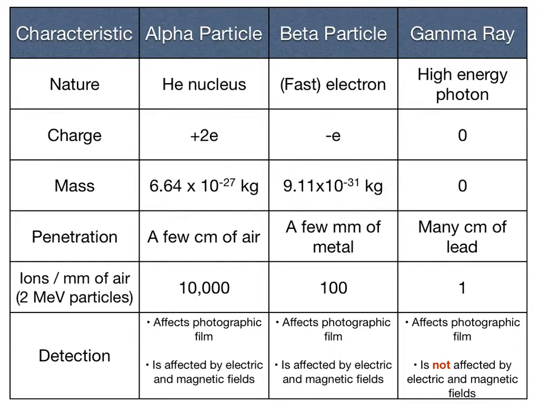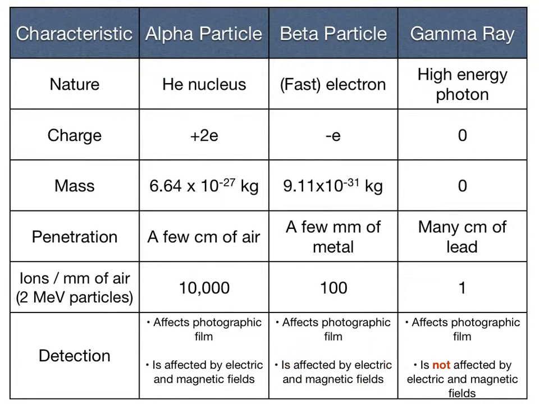kilograms. And a beta particle will travel farther than alpha will. It'll go through a few millimeters of metal. It causes a lot less ionization than alpha, about 100 times less ionization than alpha does. And it can be detected because it affects photographic film, and it's affected by electric and magnetic fields.